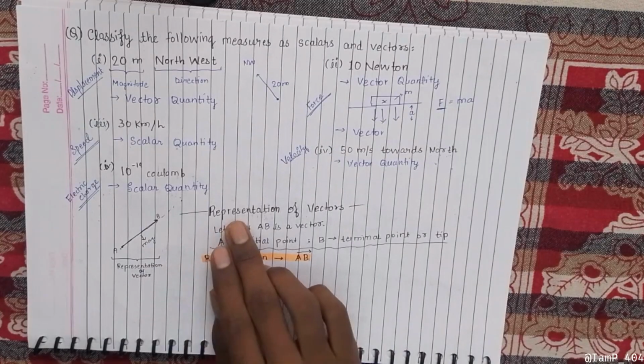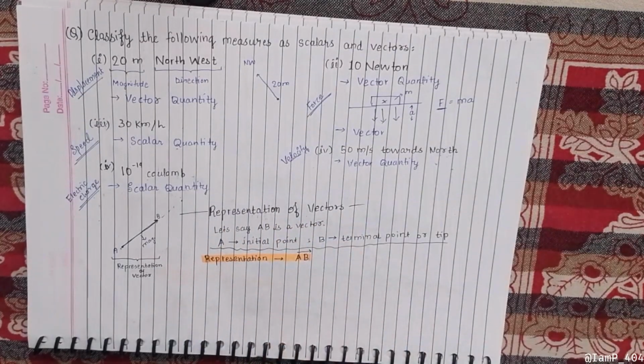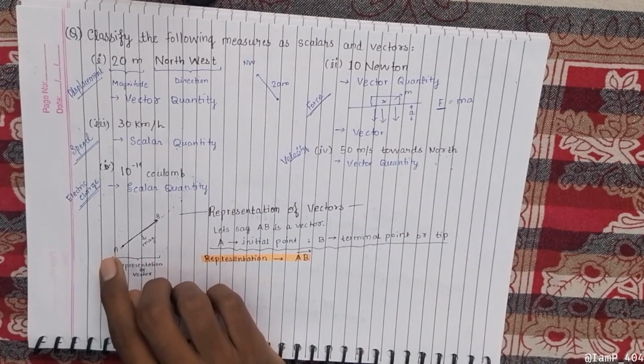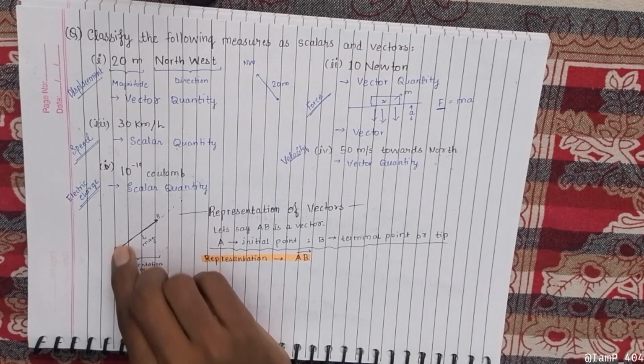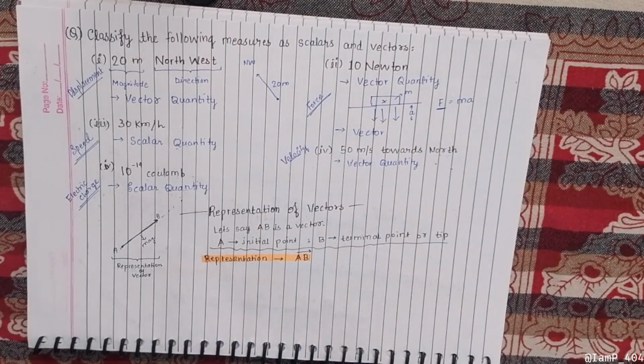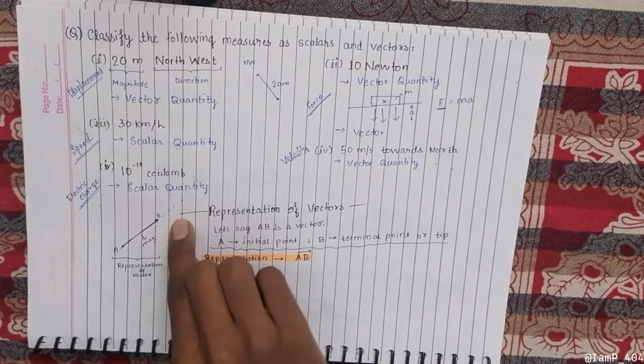Then we learned about representation of a vector, in which we understood how to represent a vector on a plane. For example, let's say AB is a vector, then how are we going to represent it? We represent it in the form of a ray. A is the initial point, and B is the terminal point, or else we can say the tip. This is how we represent a vector.